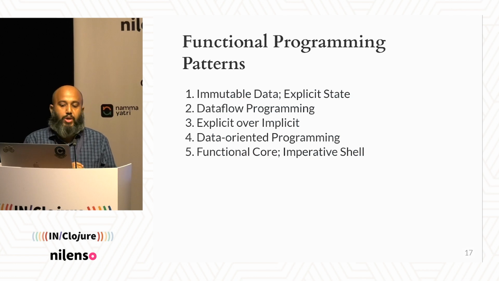So here are the 5 things we are going to talk about: immutable data and explicit state, data flow programming, explicit over implicit, data-oriented programming, and finally functional core and imperative shell. This is ordered from most used to least used, as I have noticed in code bases. They are also ordered from easiest to hardest to use. In fact, the first one is so easy to use that it's pervasive, like it's everywhere now.